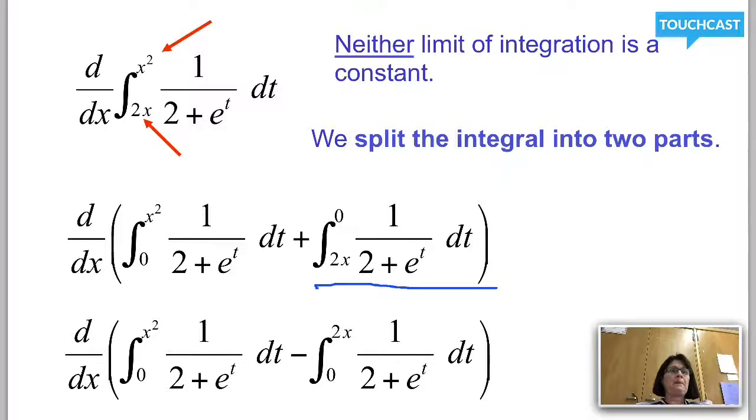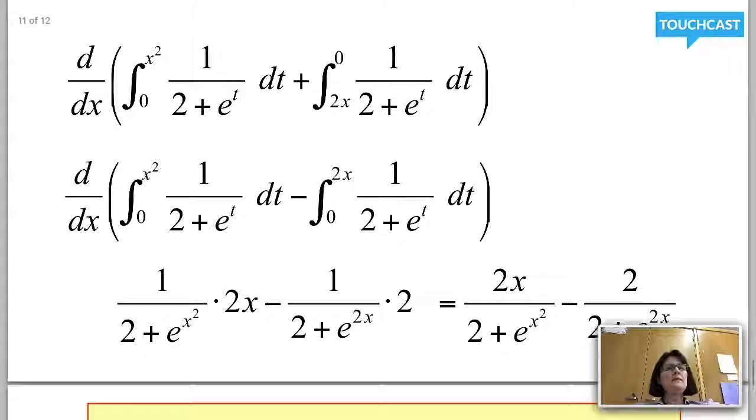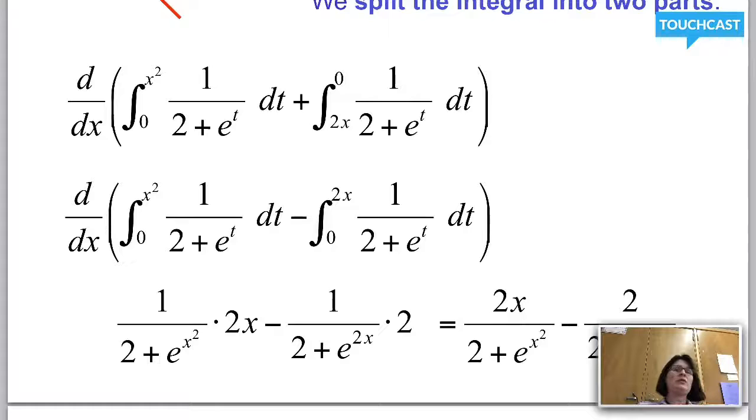And look at my second integral now. I wish I could switch the limits, so I do, and I'm just going to change from addition to adding the opposite, which is the same as subtraction. Now I can take the derivative of each of those parts. Those derivatives are going to undo the integral. In my first integral, my upper limit is not a perfect match for my variable. It's a function of my variable. So notice how this t is replaced by x squared. So I have 1 over 2 plus e to the x squared, times 2x, which is the chain rule because my upper limit is not an exact match.